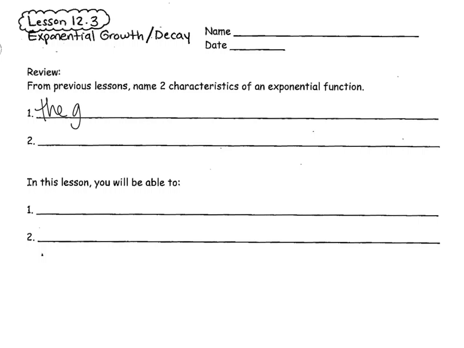In previous lessons, name two characteristics of an exponential function. We have learned so far that the graph is J-shaped. Also, where is the variable? Where is the exponent now in these exponential graphs? Like, where is the x? Where's the variable? What position is it in the equation?